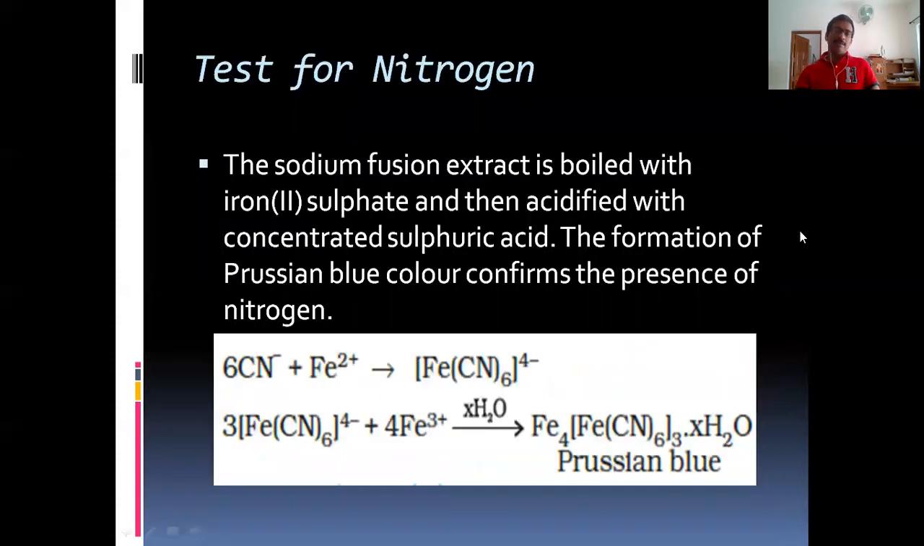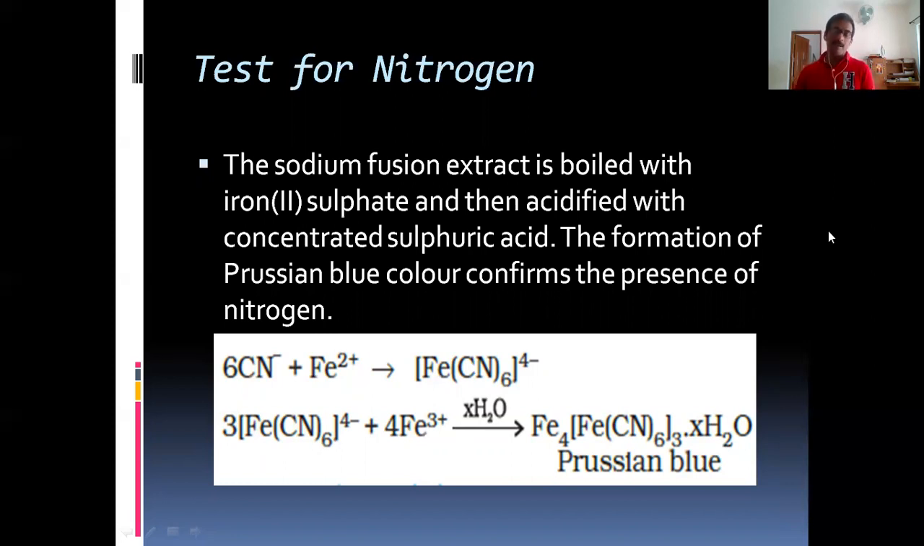Okay, now the analysis for nitrogen, test for nitrogen. Take sodium fusion extract and heat it with iron(II) sulfate, that means FeSO4, ferrous sulfate, and then acidify with concentrated sulfuric acid. If you are getting a Prussian blue color, it indicates the presence of nitrogen. The sodium cyanide will react with Fe2+ to form [Fe(CN)6]4-.